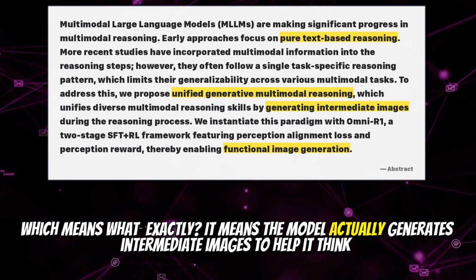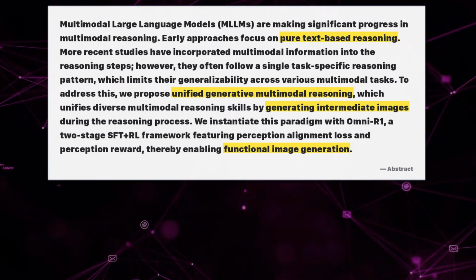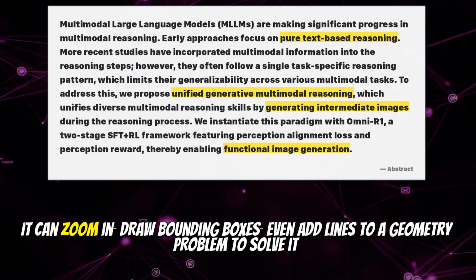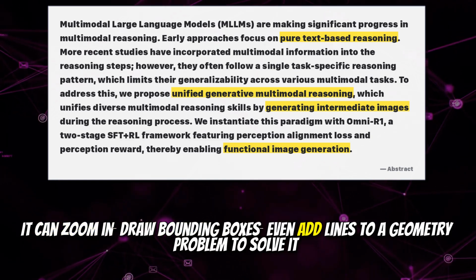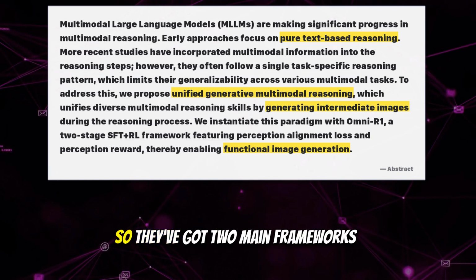It means the model actually generates intermediate images to help it think. It's a visual chain of thought. It can zoom in, draw bounding boxes, even add lines to a geometry problem to solve it. So they've got two main frameworks.